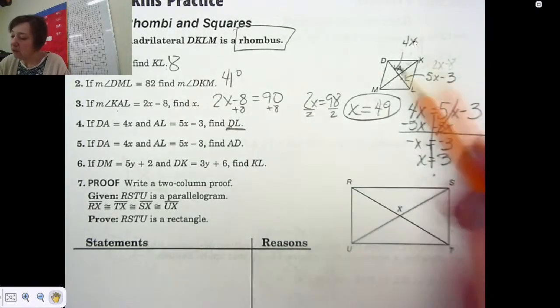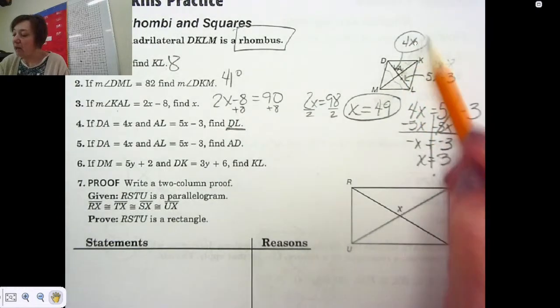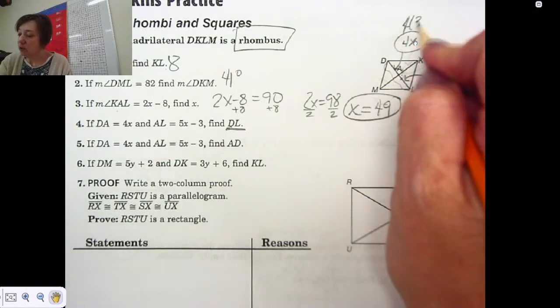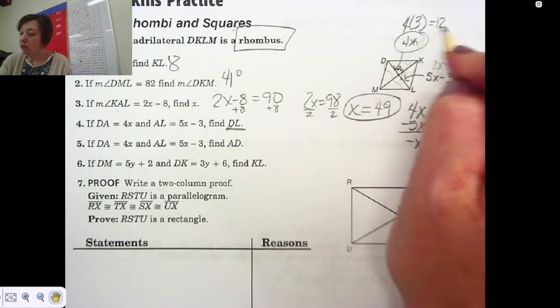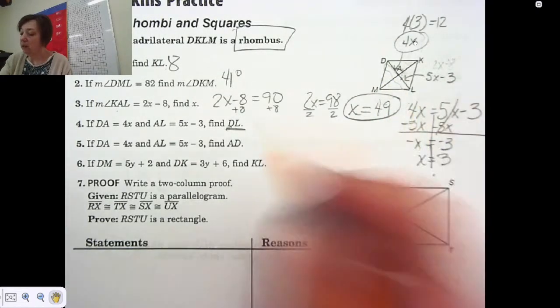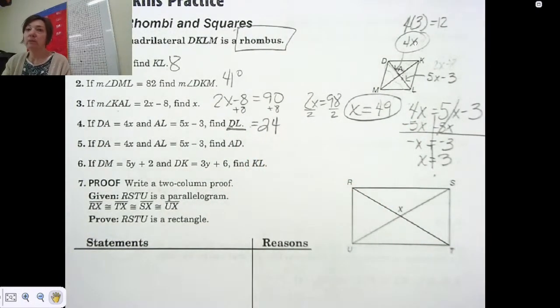So now DL is the whole segment. But we can just find half of that segment and double it. So if we do 4 times 3, because that's what we found x was, that gives us 12. So half of the segment is 12. So if we double that, how long is DL? 24. Right?